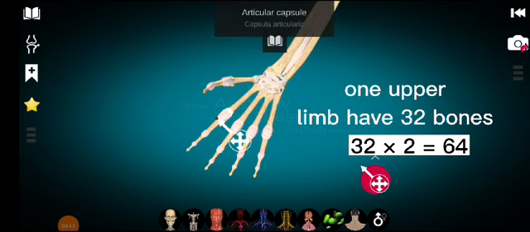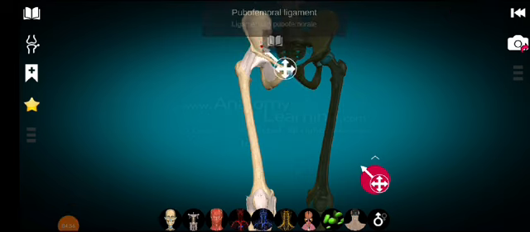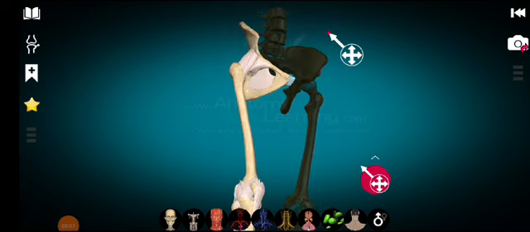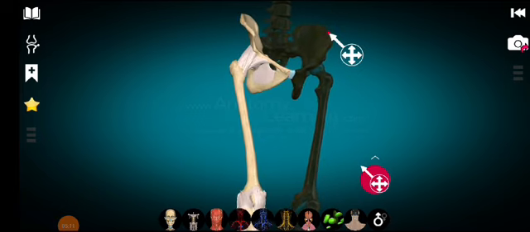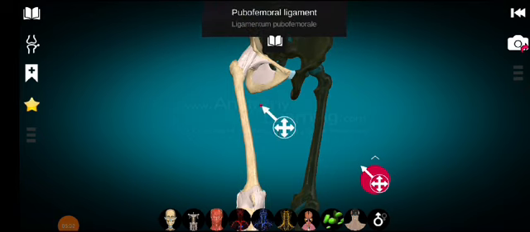So going to the lower limb bones. There are 2 bones that contribute to the formation of the pelvic girdle. This is one bone, which is the hip bone, and this is the other hip bone. So two are here. These 2 bones form the pelvic girdle, to which the lower limbs are attached. The pelvic girdle bones provide attachment to the lower limb and connect the lower limb to the axial skeleton.